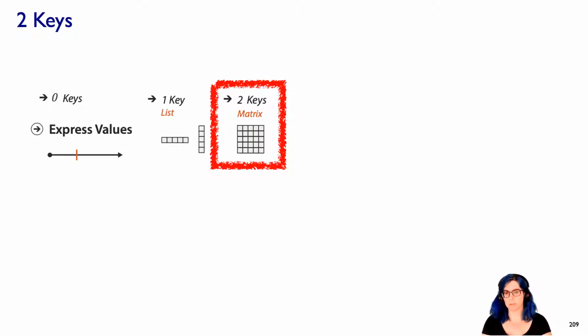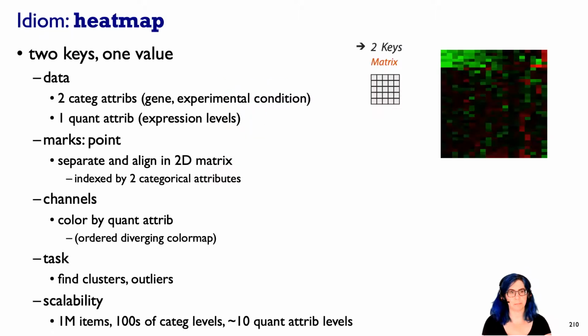What about two keys? What about the case where we really want to use a matrix style arrangement for two keys, as opposed to a basic list arrangement, even if we add keys in other ways? Now let's have two keys be the first class citizens of the layout backbone. So the heat map is a classic example of a matrix style view where we've got two keys, which are categorical attributes, and one quantitative attribute.